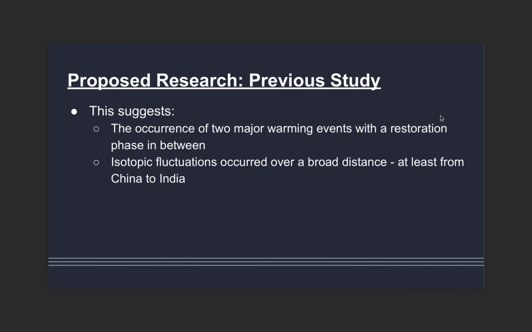So this suggests 2 things. First, the occurrence of 2 major warming events with a restoration phase in between, and second, the fact that isotopic fluctuations occurred over a broad distance, at least from China to India. However, it is important to recognize that the current location of countries is not the same as it was during the Triassic period due to continental drift.